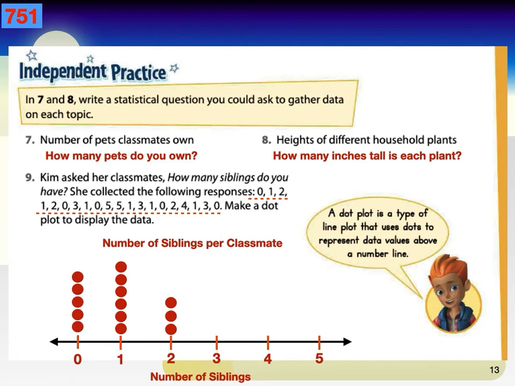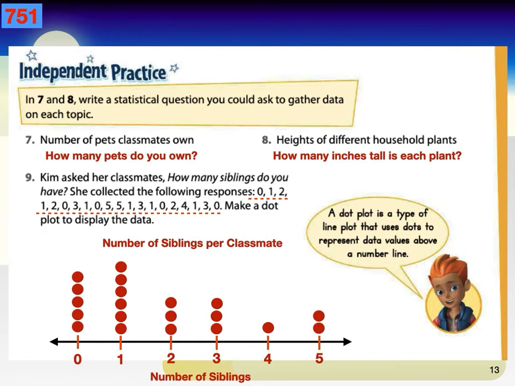Now, how many responded 3 siblings? So 1, 2, 3. So 3 dots. How many responded 4? So only 1. So that means only 1 dot. How many responded 5? So 1, 2. Okay, so 2 responses, so 2 dots.